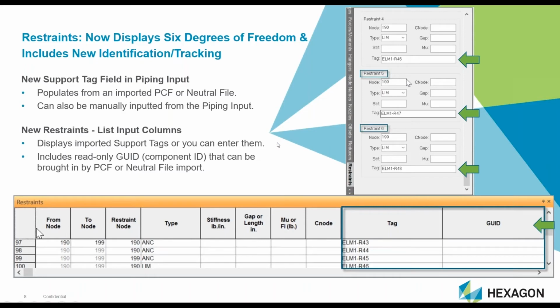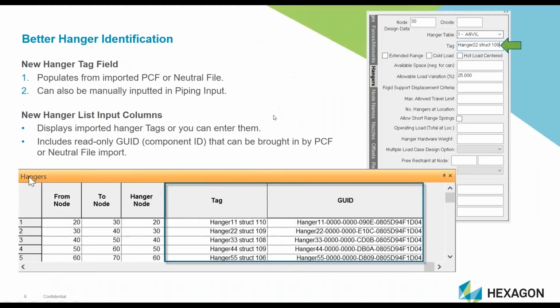The GUID is a component ID. It's kind of like a serial number for a restraint. And these are only read-only. They can be brought in through the neutral file or PCF. It's just for you to be able to know, if you have to refer to that serial number in your business practice, it's available and you can see it here. And you'll see on the next screen, those numbers can be quite large. So that's why we chose to just put it on the list input, to keep this dialog, your restraints dialog, very readable still.